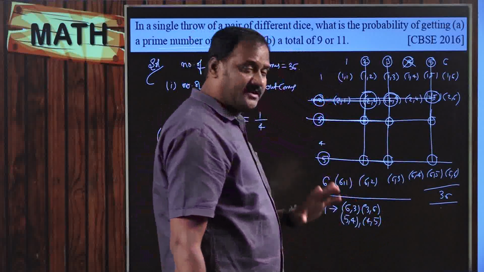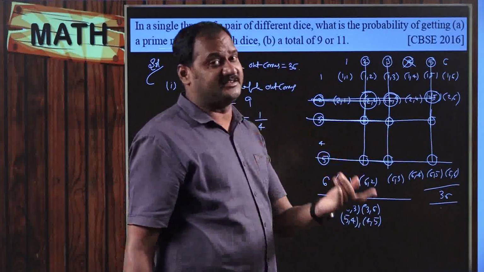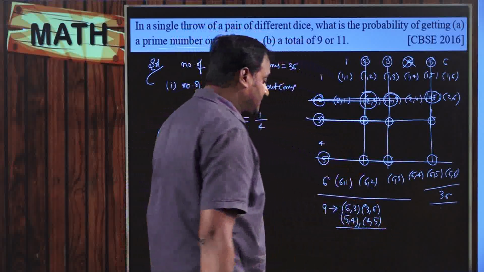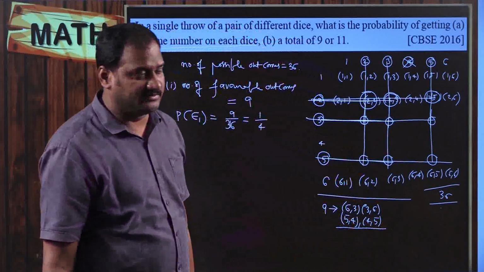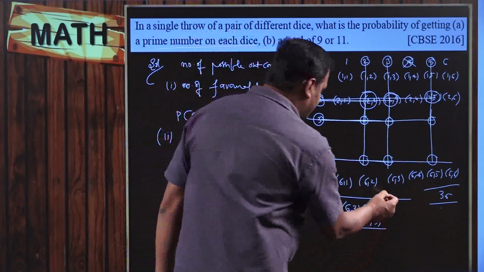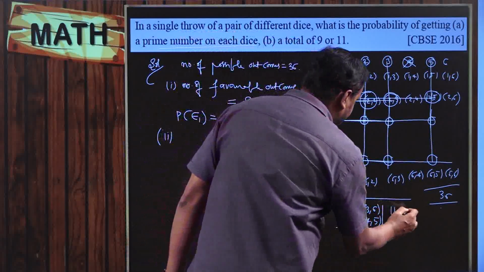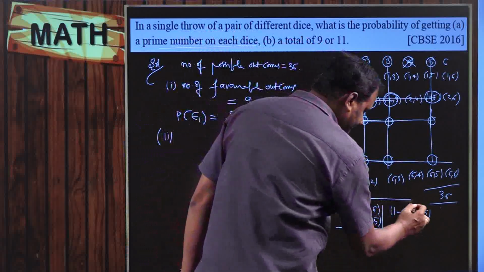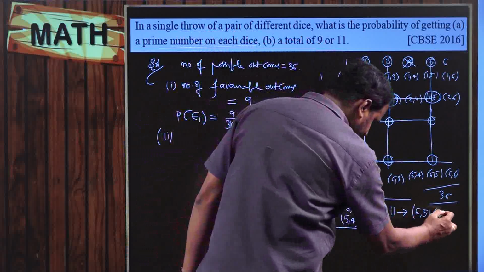With 2, 2 plus 7 is equal to 9, so 7 is not there. So these 4 are the possible outcomes whose sum is equal to 9. And then the second one is 11. Coming to 11, if you want to get 11 as the sum, let us start with 6. 6 comma 5 is 11, and of course 5 comma 6 is also 11.